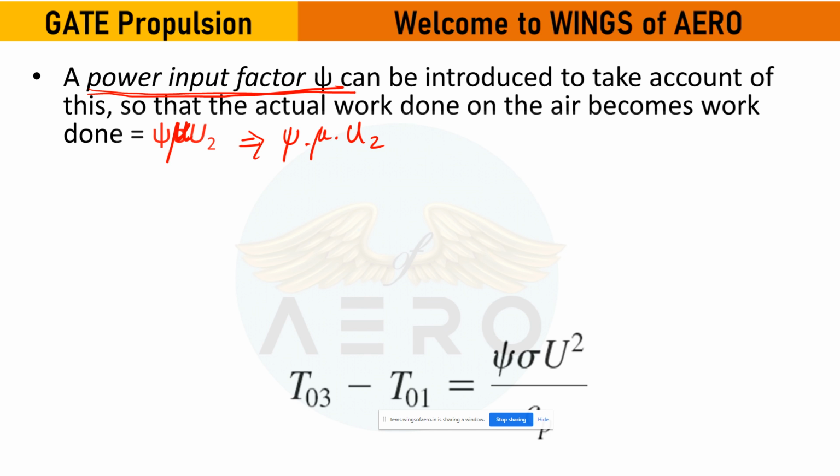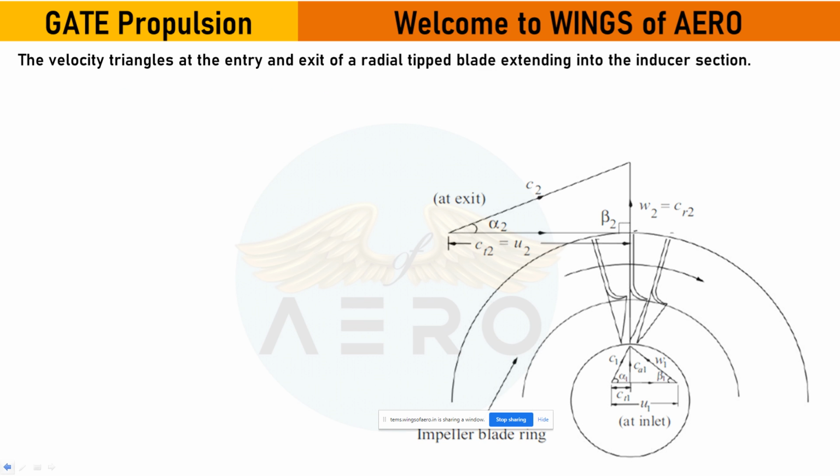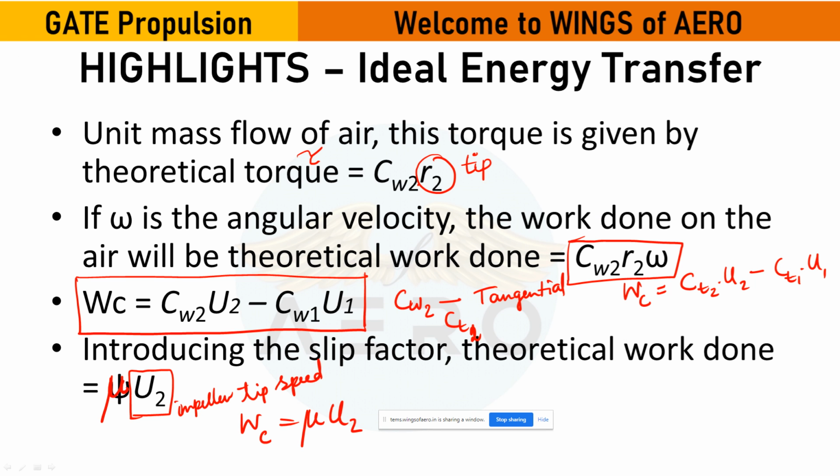One doubt. Can you go to the previous slide? Here, WC is work done. WC is equal to Cw2 into U2 minus Cw1 into U1. This is in general. We will see it in the no slip condition. What is meant by no slip condition?